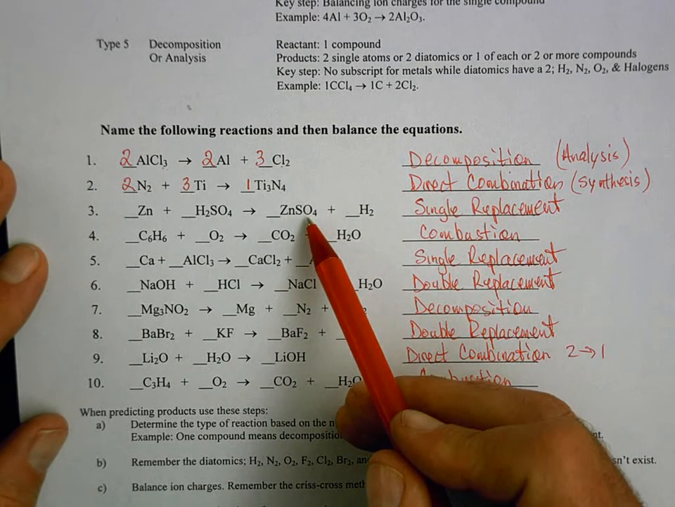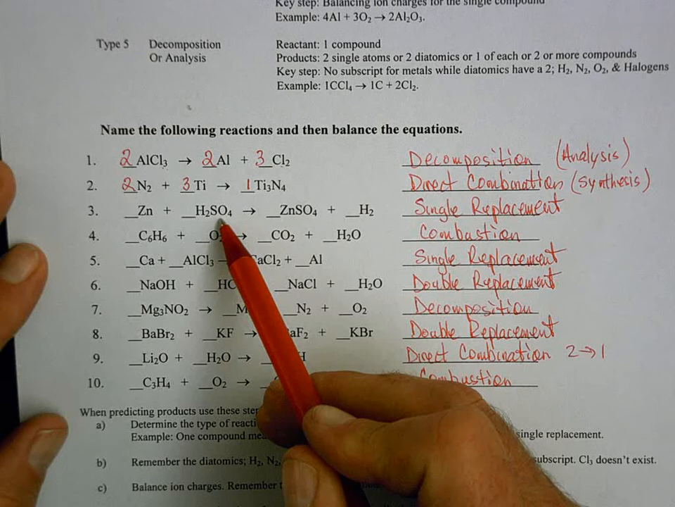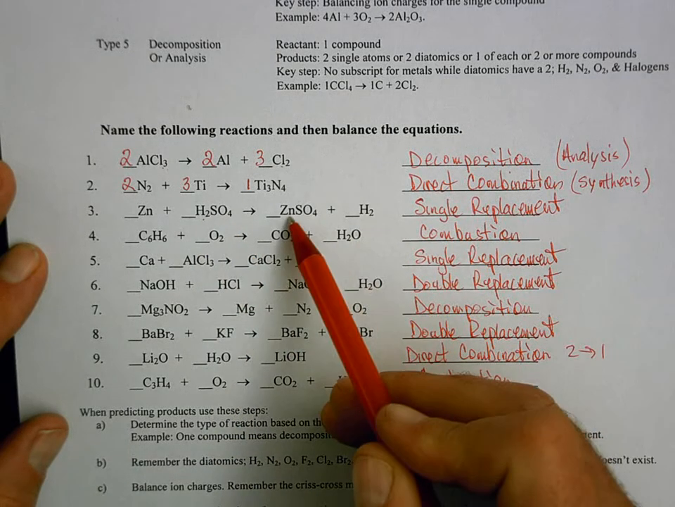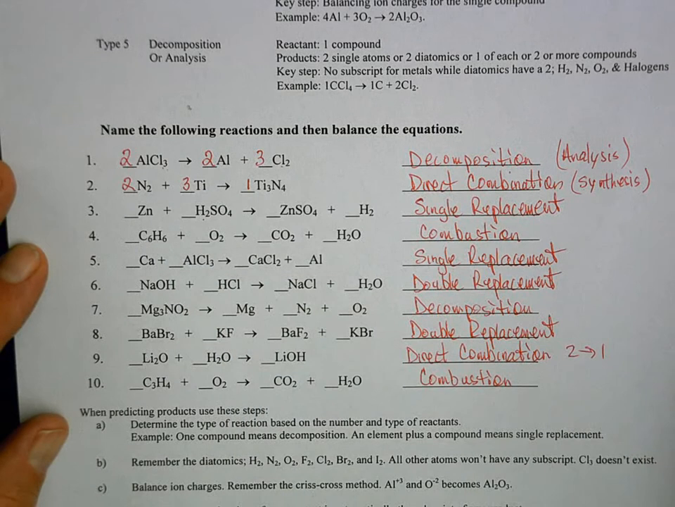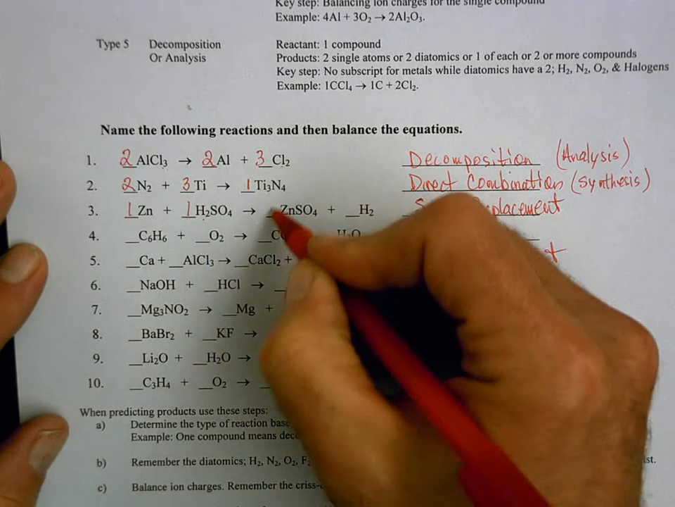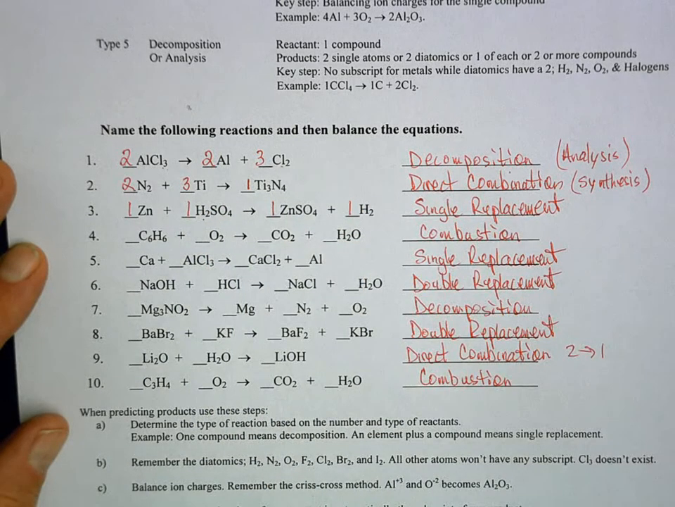One SO4, one SO4. An H2, an H2. A zinc and a zinc. They all match. Well, since they all match already, it is okay to have all ones when everything is already matching.